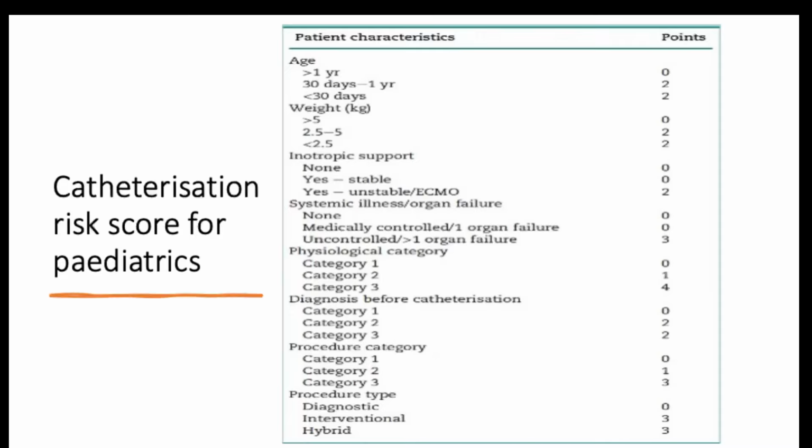The procedure: 1 is diagnostic. Procedure 2 is a small intervention, such as an ASD or a PDA closure. And category 3 is a complex procedure, such as the placement of a VSD closure device, doing a Fontan or a Blalock-Taussig shunt or something like that. And then again, the procedure type is an extra. So that is diagnostic, interventional, or hybrid.